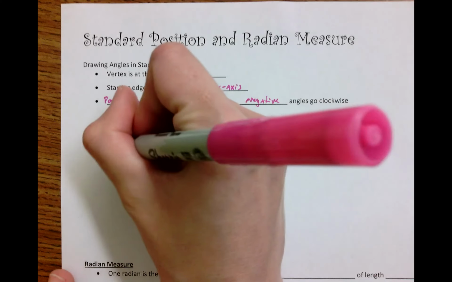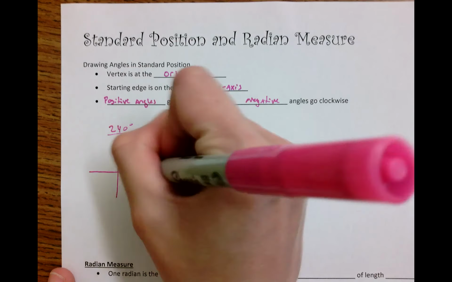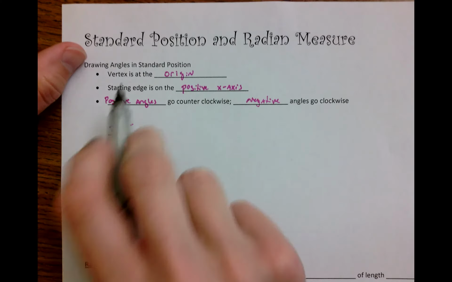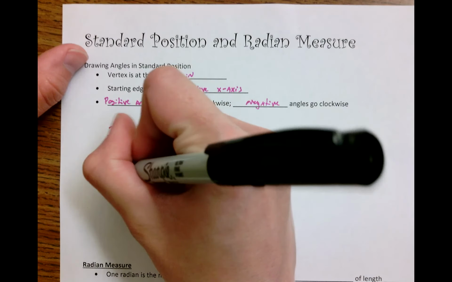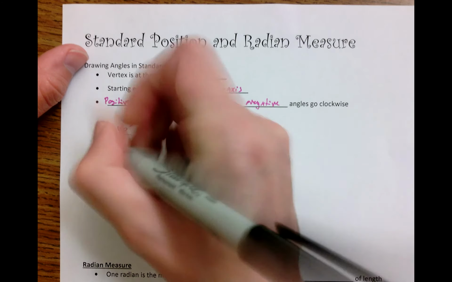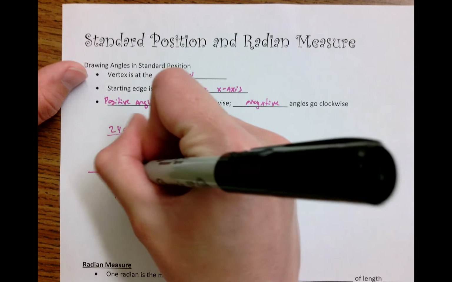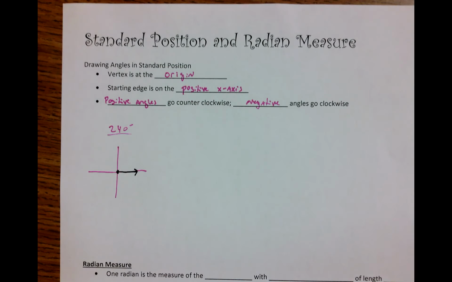Okay, so when we go to do this, I'm going to start by drawing just a little baby coordinate plane. I'm not going to put any numbers or anything on here. We don't need to do tick marks or anything. It's just a general coordinate plane. All right, and we're going to start with our vertex at the origin. So I'm putting a point here at my origin. Okay, so there's my vertex. And then my starting edge always has to be on the positive x-axis. Okay, so there's my starting edge.